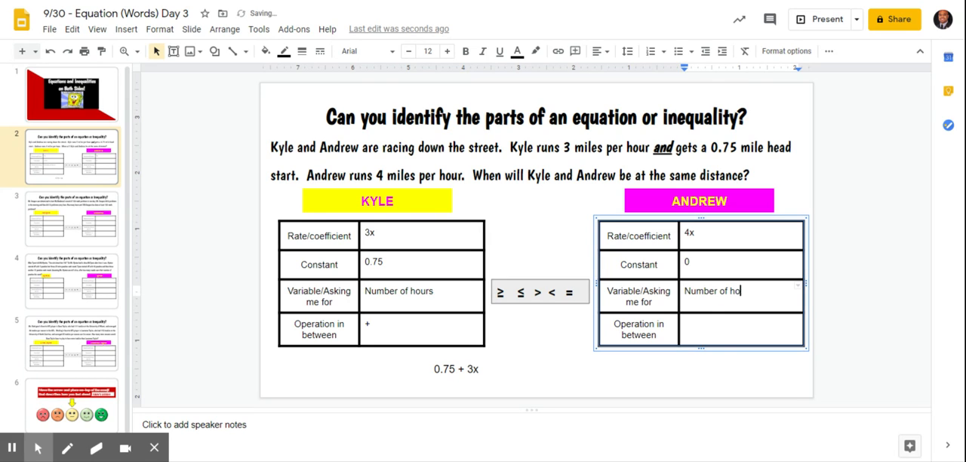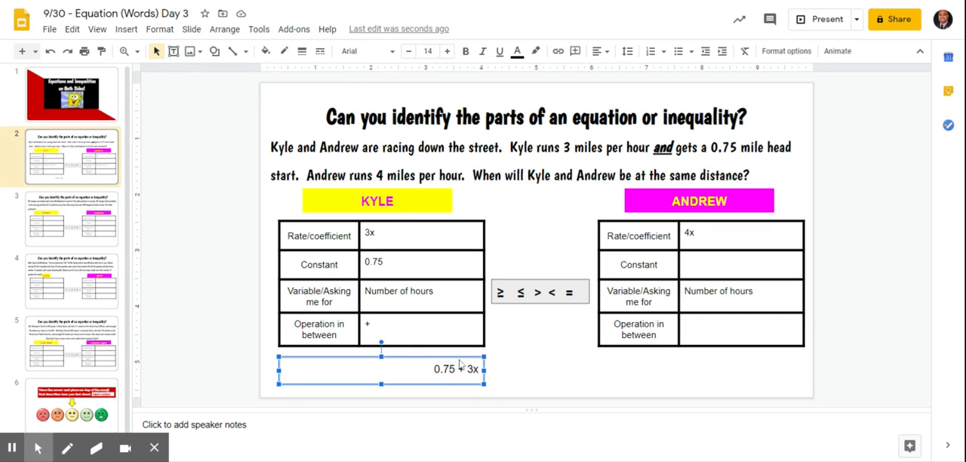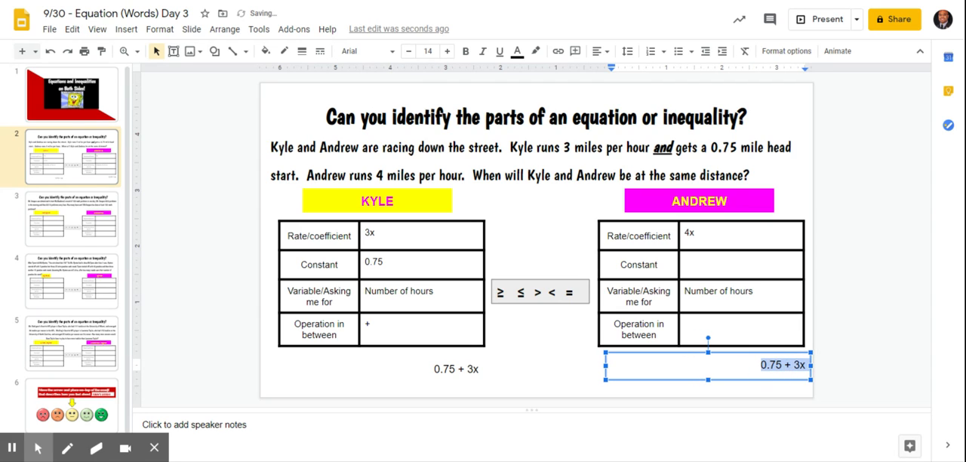So the number of hours. And the operation in between in this case is not applicable because there's nothing in between. There's no constant. So if you want to put something, you put 0. Okay? But for me, I personally want a blank. But again, if you want 0, you can put a 0 there. So now, on this side of the equation, all we would have is 4x. And boom. So if we were creating our equation, all we'd have is 4x, so there's no operation between.